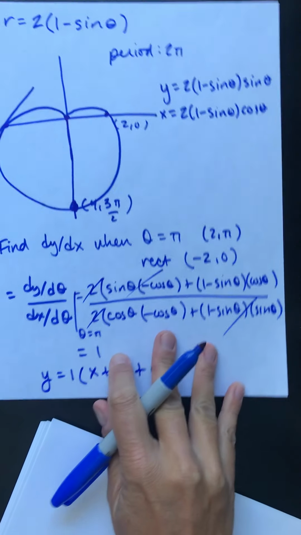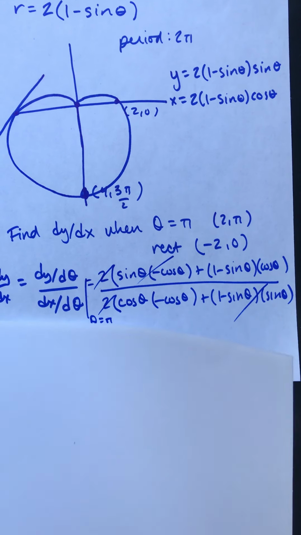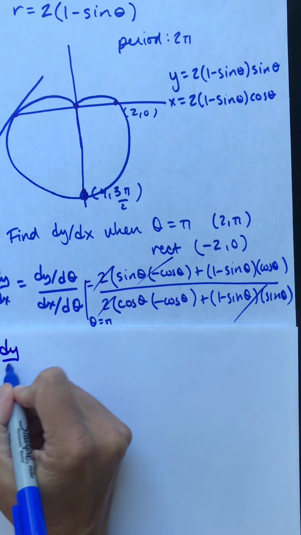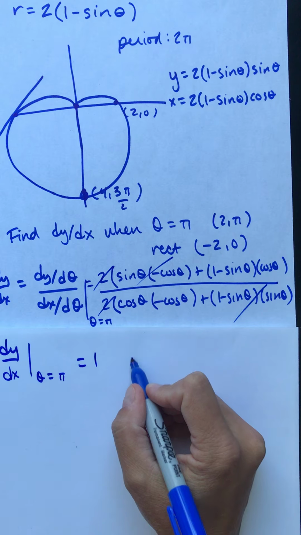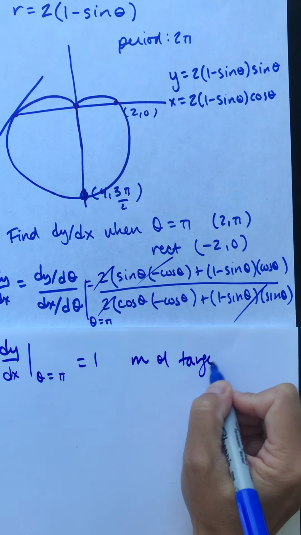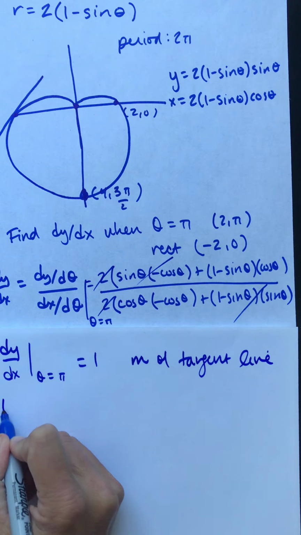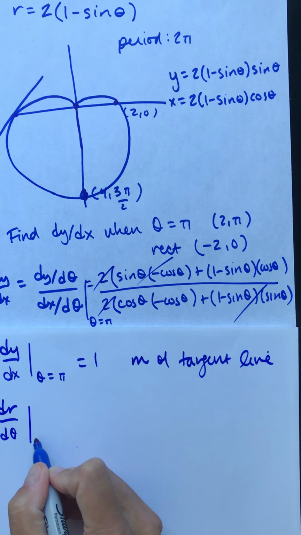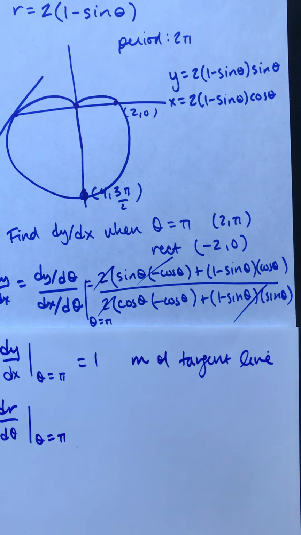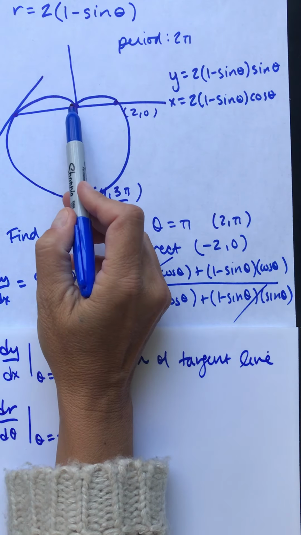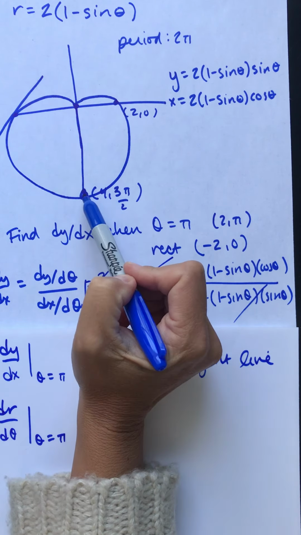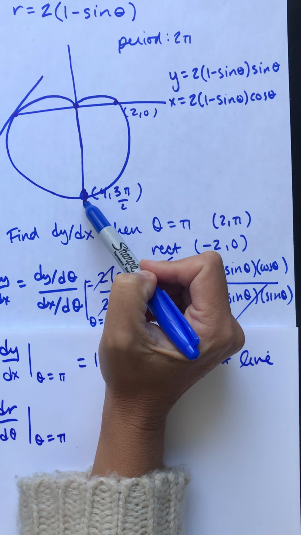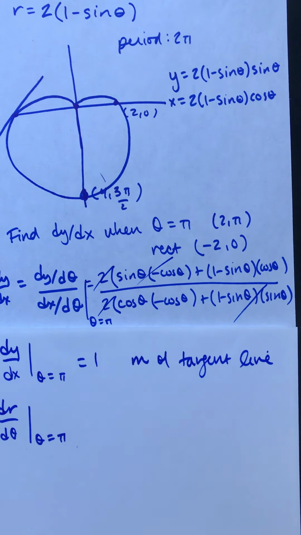Now at this same point, we can actually find dr/d theta. And I want to be very clear that dy/dx at theta equals pi is 1. This is the slope of the tangent line. If I want to find dr/d theta at theta equals pi, this is asking what is happening to the distance from the origin out to the curve. And we can see that it's getting bigger, bigger, bigger until 3 pi over 2, and then it's getting smaller, smaller, smaller.